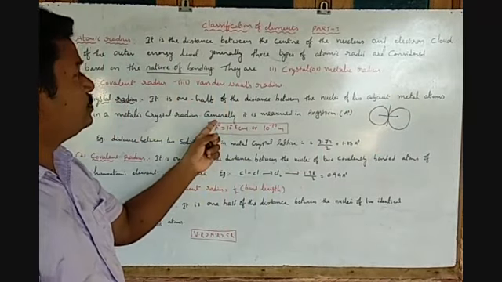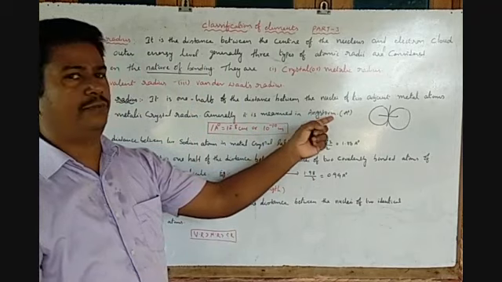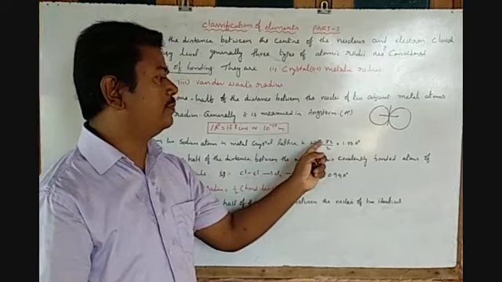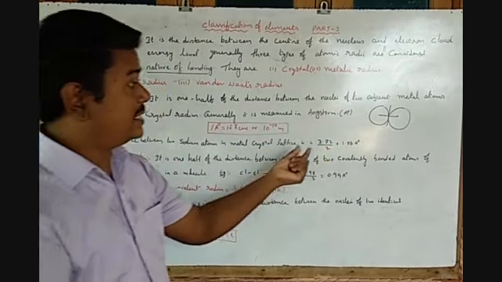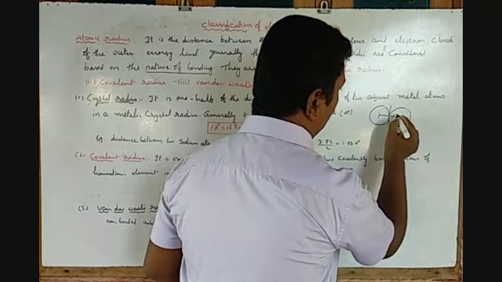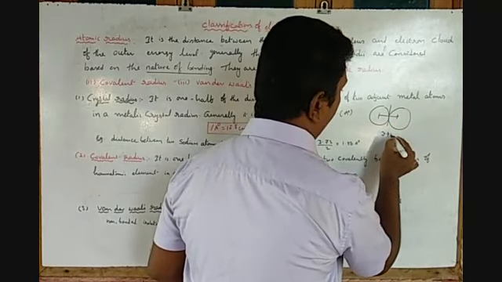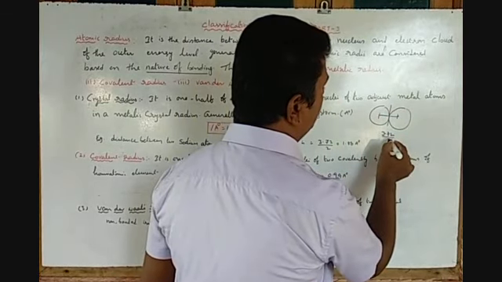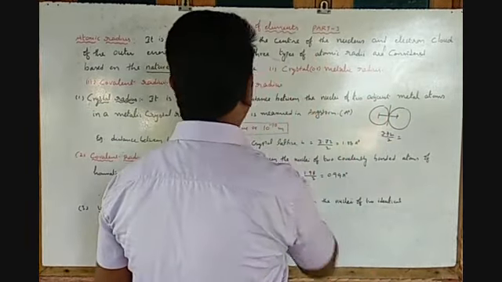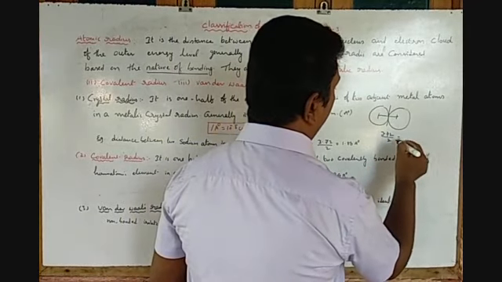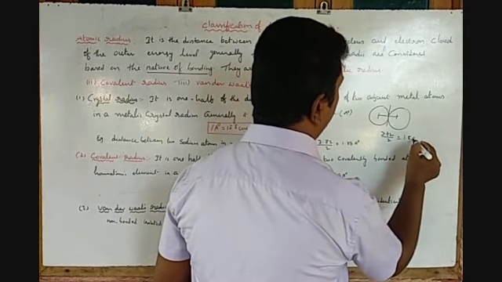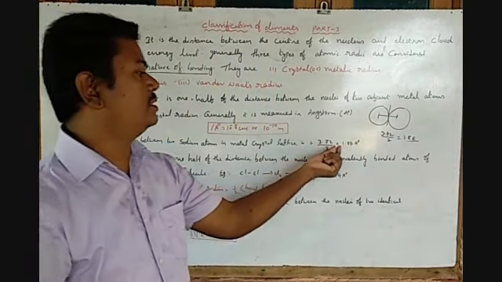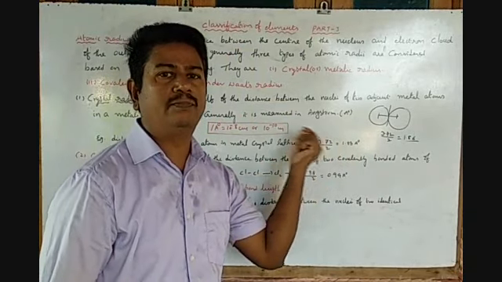Clear? It is generally measured in angstrom units. As an example, the distance between two sodium atoms in the crystal lattice is 3.72 angstrom. That is the distance between the two nuclei, but we calculate the atomic radius, so half of it is called the crystal radius or metallic radius. That is 1.86 angstrom units, the crystal radius, that means the metallic radius of sodium.